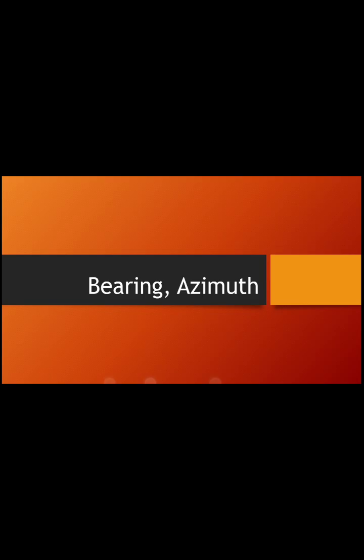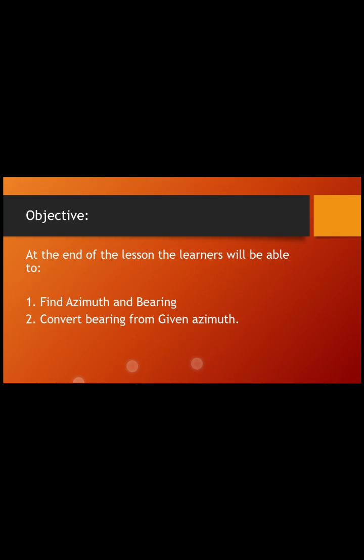Bearing and azimuth. Objective. At the end of the lesson, the learners will be able to: number 1, find azimuth and bearing; number 2, convert bearing from given azimuth.